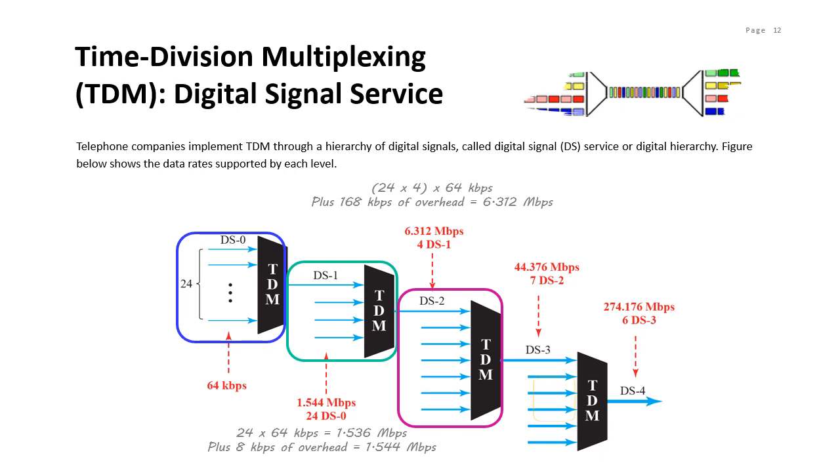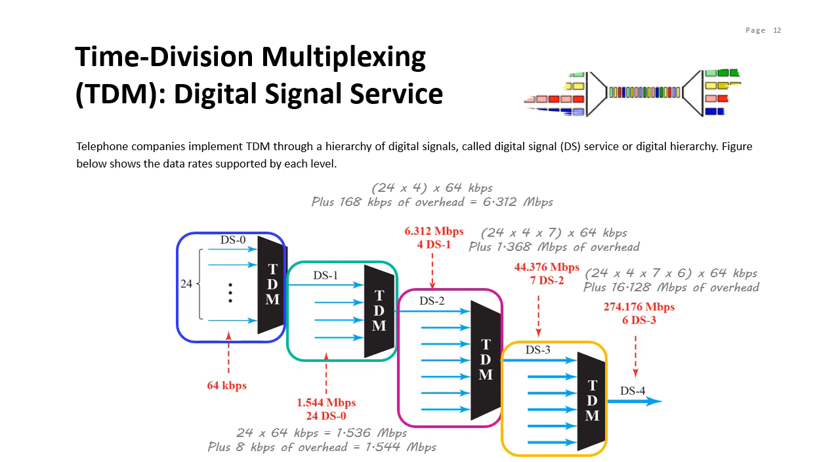DS3 is a 44.376 megabit per second service. 44.376 megabit per second is 672 times 64 kilobit per second plus 1.368 megabit per second of overhead. It can be used as a single service for 44.376 megabit per second transmission, or it can be used to multiplex 7 DS2 channels, or 28 DS1 channels, or 672 DS0 channels, or a combination of these service types.